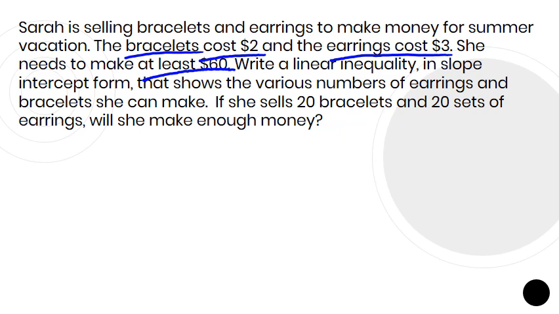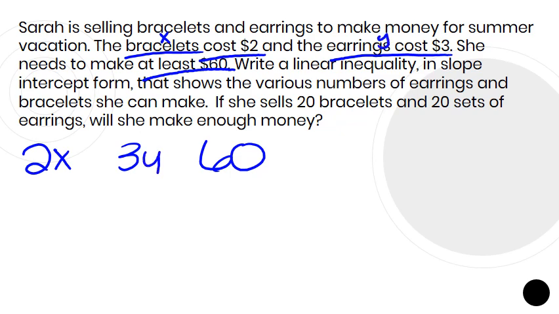So to start off, I know my total is 60. I know I'm going to use the 2 and the 3. Because I don't specify which to make your X and Y, you can choose. So let's say I want to make bracelets X, and let's say I want to make earrings my Y value. I would label those in the problem. That way, if you need the information, you can look back later.